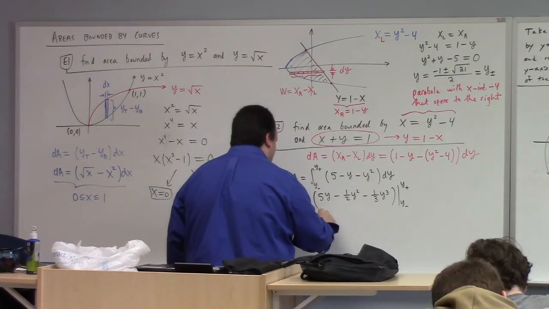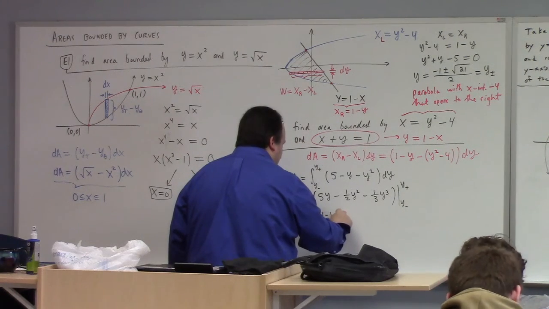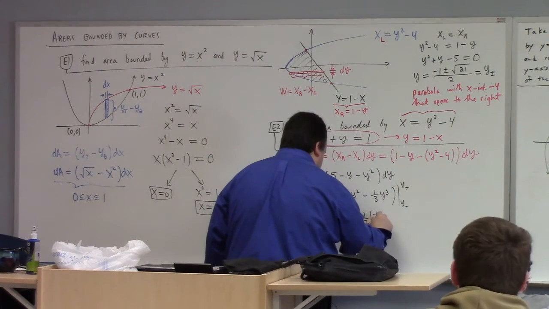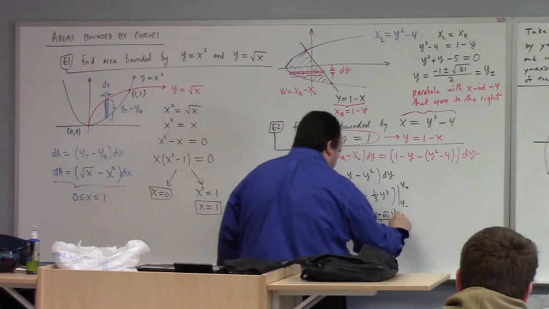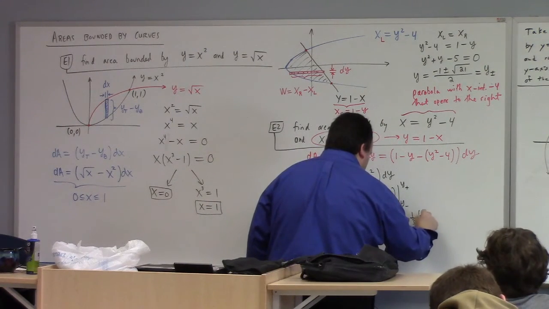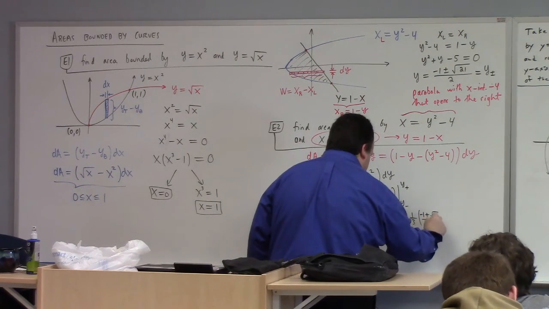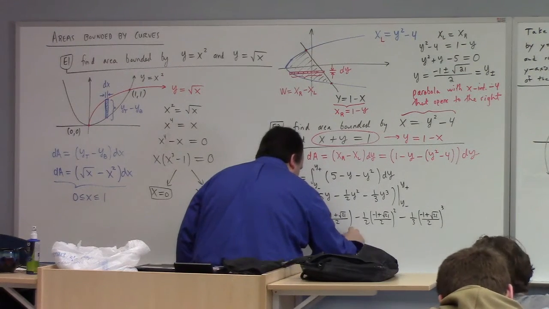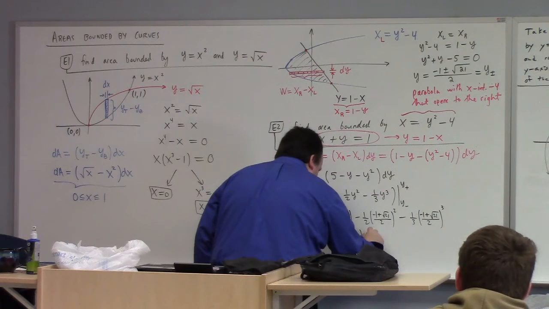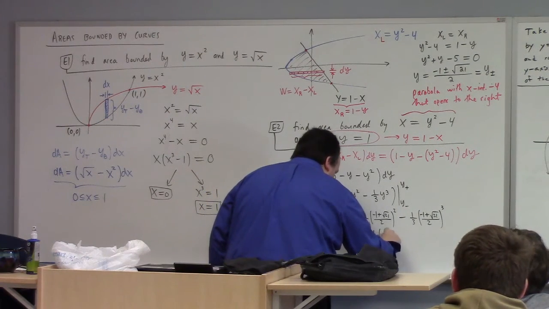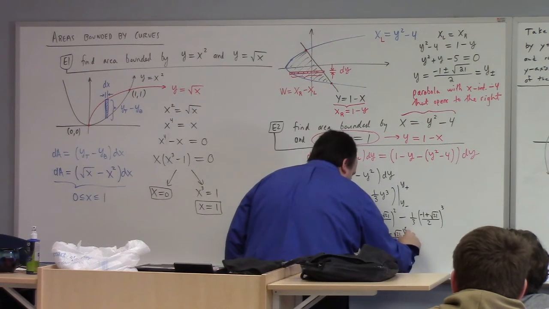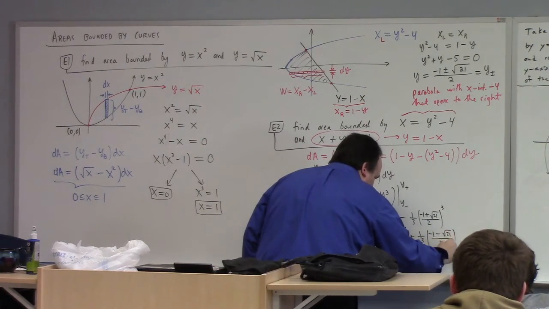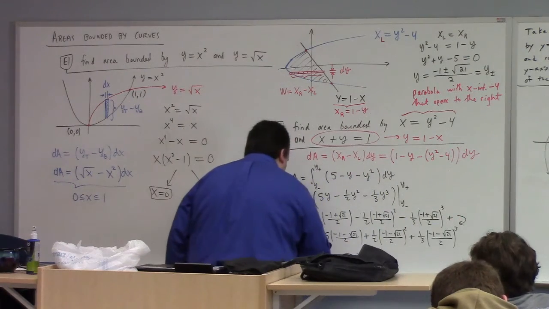So you have 5 times minus 1 plus the square root of 21 over 2, minus 1/2 times minus 1 plus the square root of 21 over 2, quantity squared, and minus 1/3 times minus 1 plus the square root of 21 over 2, quantity cubed, minus 5 times minus 1 minus the square root of 21 over 2, minus, well, rather plus 1/2 times minus 1 minus the square root of 21 over 2, quantity squared, minus 1, well, plus rather, 1/3 times minus 1 minus the square root of 21 over 2, quantity cubed. There you go.